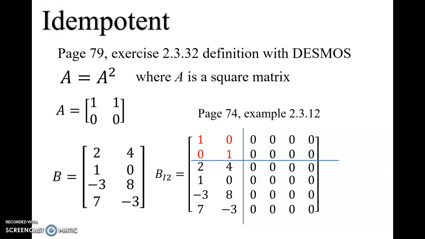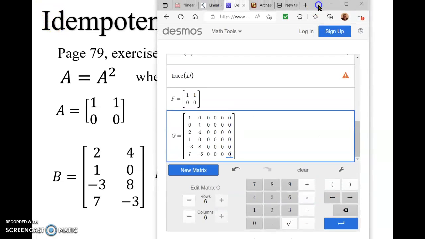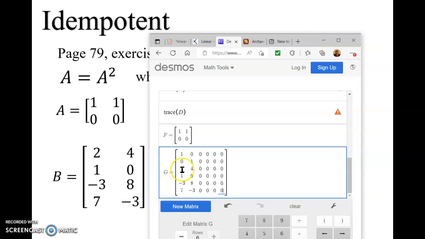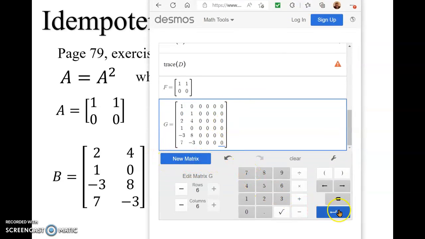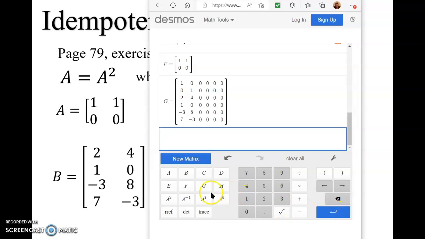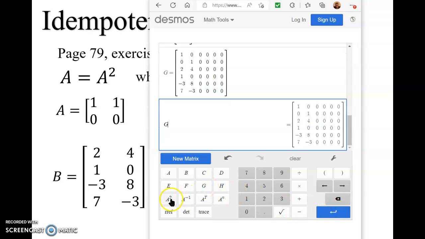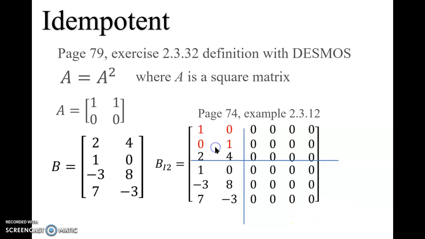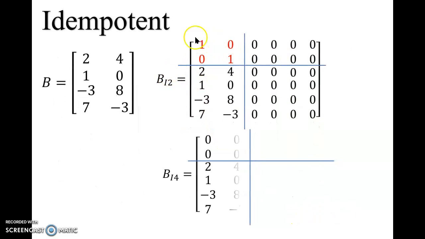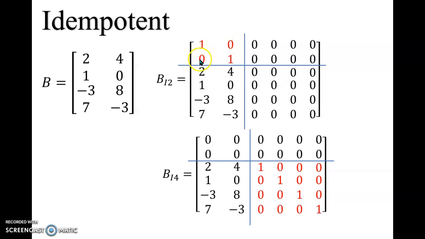Back to Desmos. Just trying to double check. 2, 1, -3, 7. This is where I get in trouble, messing up on one of the numbers. So enter, and if I square it, I don't change a thing. It's idempotent.